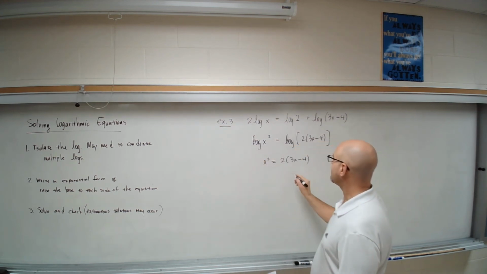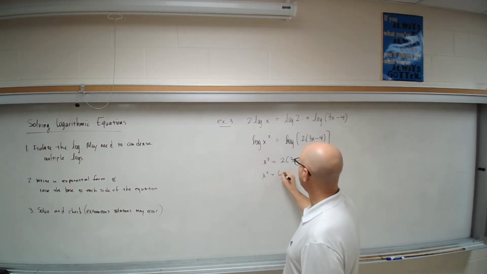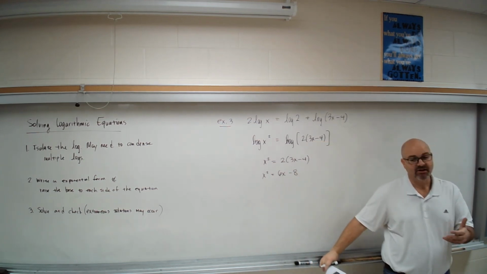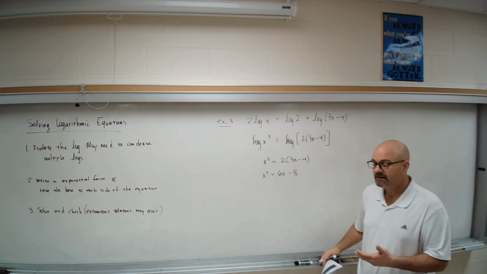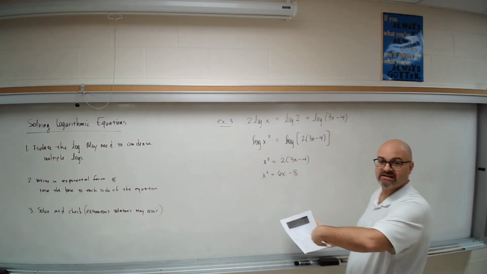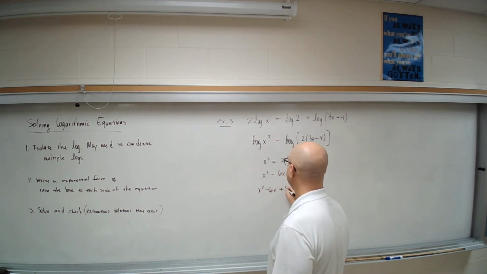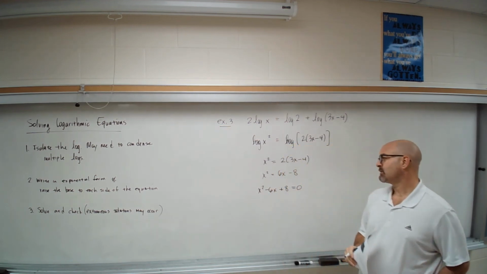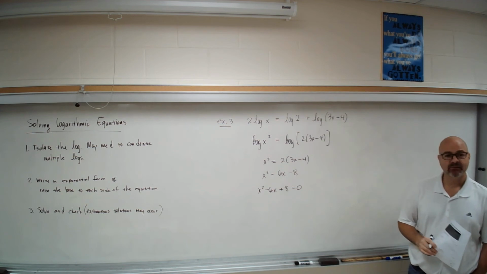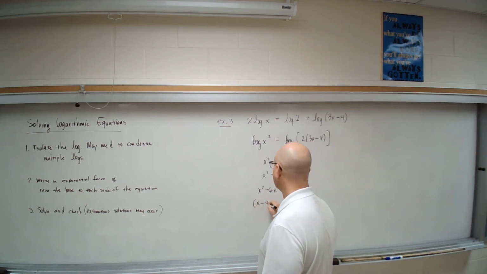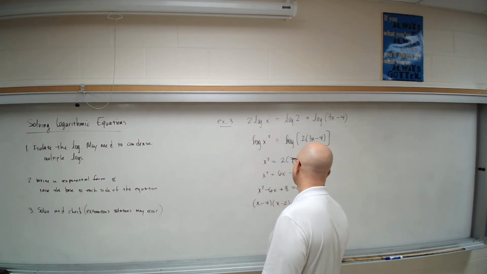And then from here, we get x squared equals 6x minus 8. Well, here we have an x squared and an x, so we're dealing with a quadratic. Okay, so let's put it on one side. It should be factorable. So we get x squared minus 6x plus 8 equals 0. We factor this. x minus 4, x minus 2 equals 0.